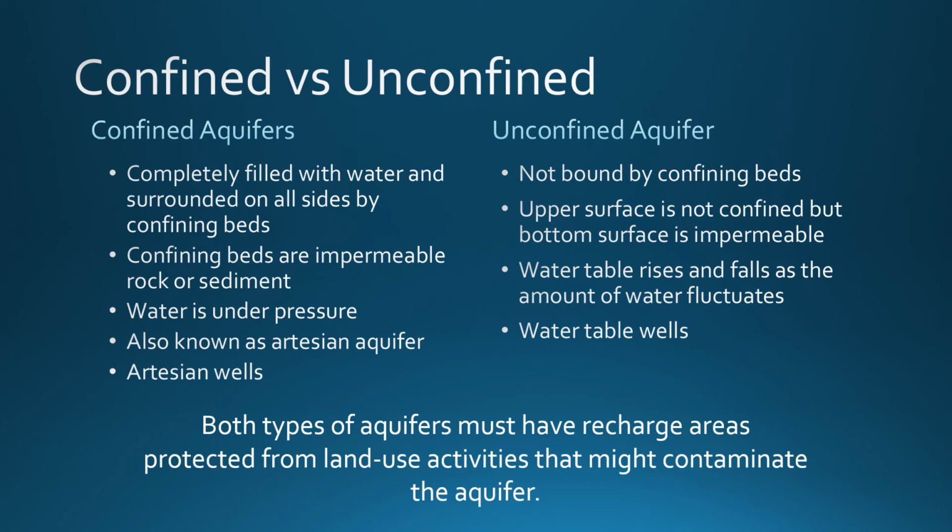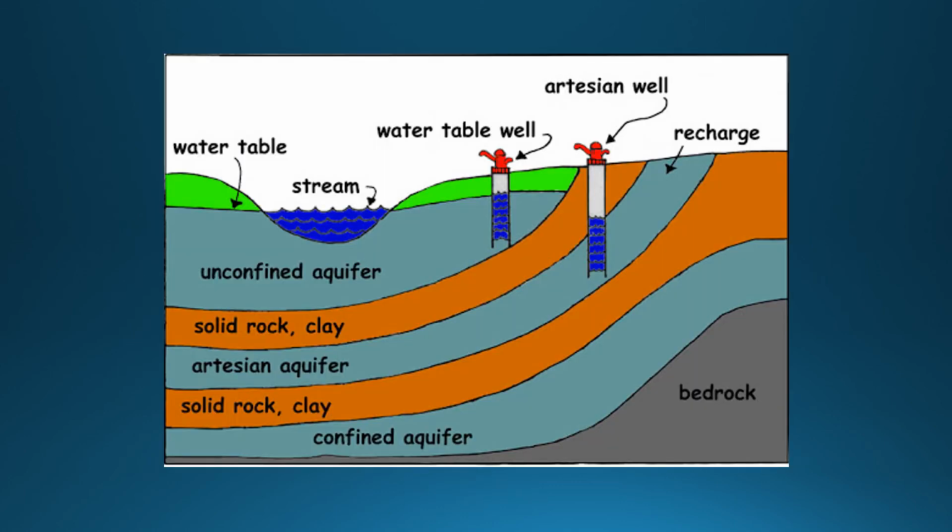There's natural pressure. And there are also unconfined aquifers, which are not bound by confining beds. So there's usually a bed on the bottom that's impermeable, but then the top is exposed to a lake, a stream, other groundwater. It's not stuck, and so it's not pressurized. And so the water table rises and falls as the amount of water fluctuates, because it's not pressurized. But they also get wells called water table wells, and those have their own unique set of challenges and benefits. Both types of aquifers must have recharge areas that are protected from land use activities that might contaminate that aquifer, because aquifers are groundwater, and groundwater is also subject to pollution and land use problems.